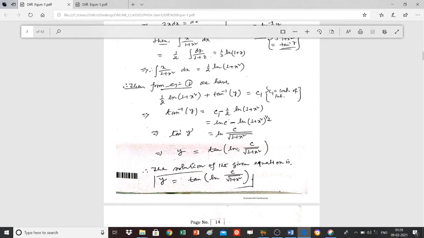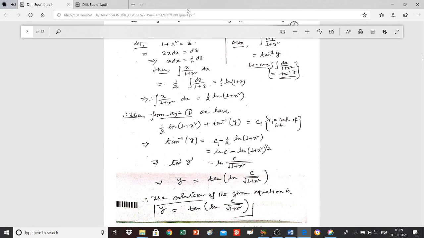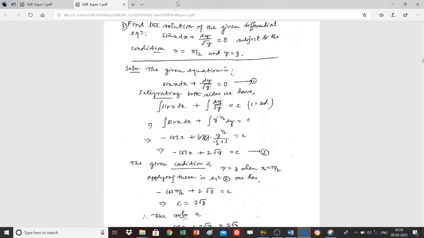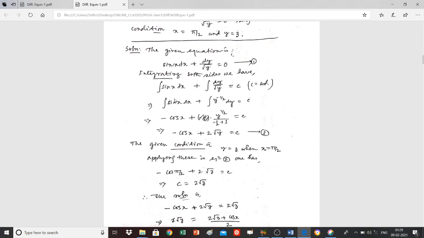And now come to the next problem. This problem is to find the solution of the given differential equation sin x dx plus dy by root y is equal to 0, subject to the boundary condition that x is equal to pi by 2 and y is equal to 3. The equation is written here, and just integrate both sides of this equation. You have sin x dx equal to minus dy by root y, and it will give you the constant.